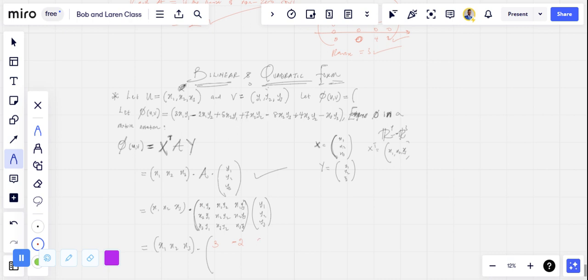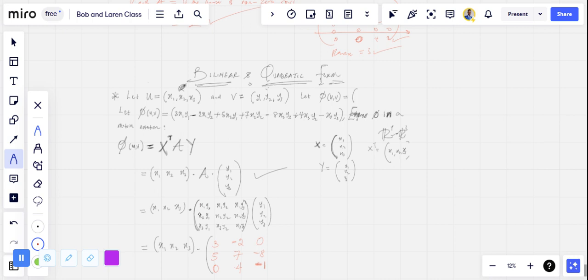No, that is 0. Do we have x2 y1? Yes, 5. Do we have x2 y2? Let's check. Yes, that's 7. X2 y3, that's minus 8, as you can see. And what else? X3 y1, we don't have x3 y1, so 0. X3 y2, we have 4. And x3 y3, we have minus 1.